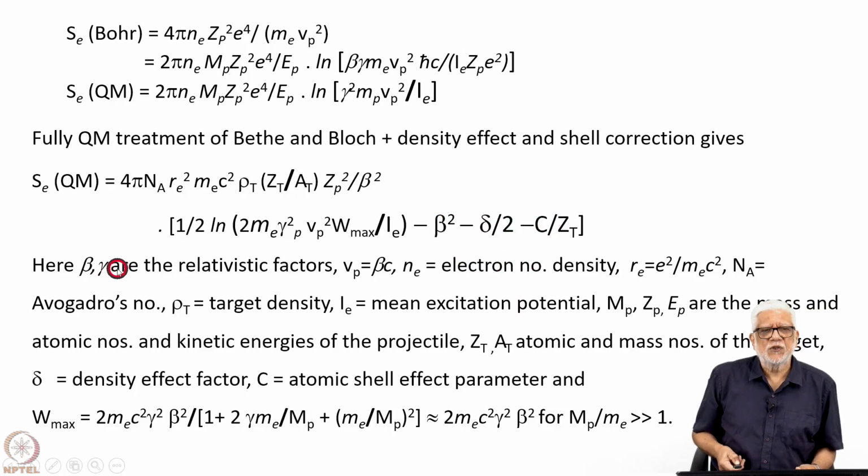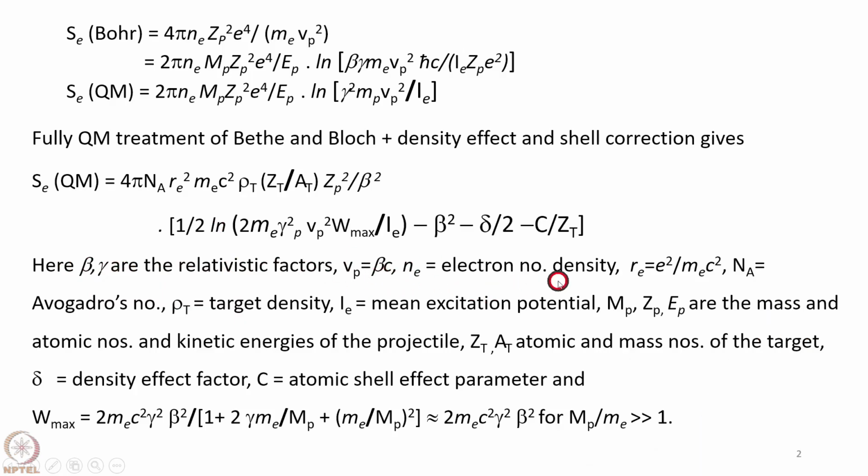Each of these terms, beta and gamma, are the standard relativistic factors. Beta is just V by C, gamma is 1 by square root of 1 minus beta squared. Vp, the velocity of the particle, is just beta C. Ne is the electron density, Re is the classical electron radius, E squared by mc squared, Na is the Avogadro number, and rho t is the target density. I is the mean excitation potential in this case.